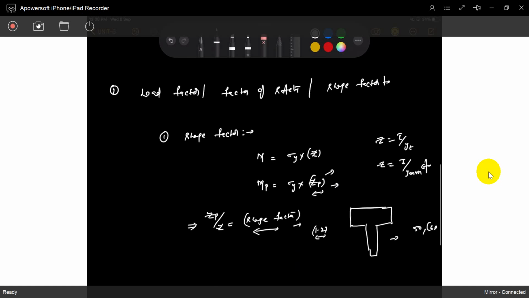If the elastic analysis strength is 50, the plastic analysis strength is 60. So 60 by 50 is exactly 1.2. So 20% of strength is stored beyond the elastic point. You can say it like this. So that is the use of the shape factor.